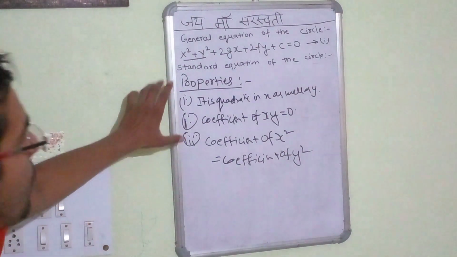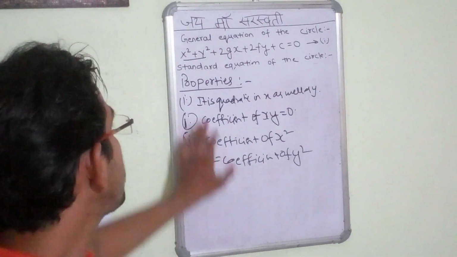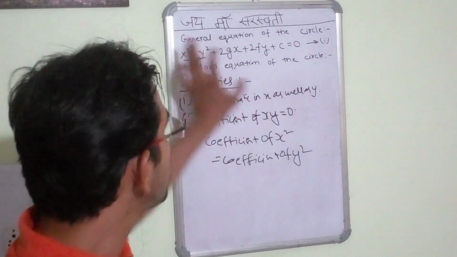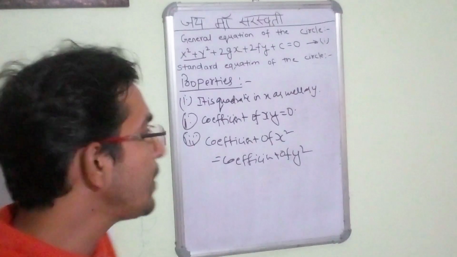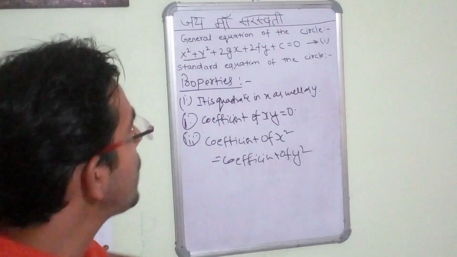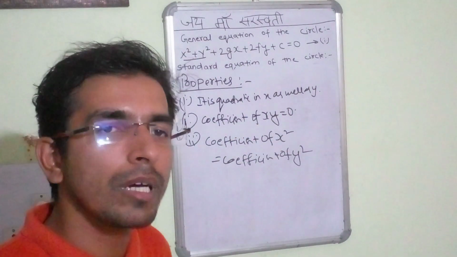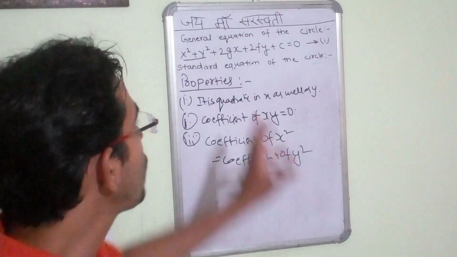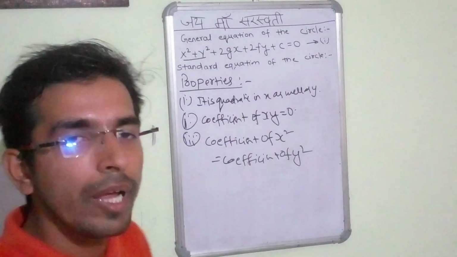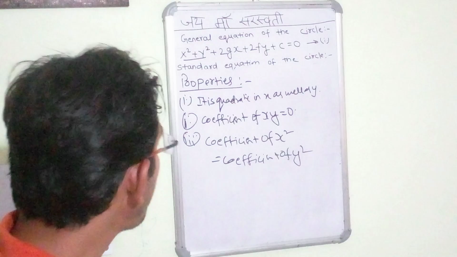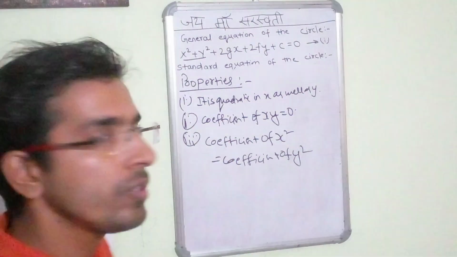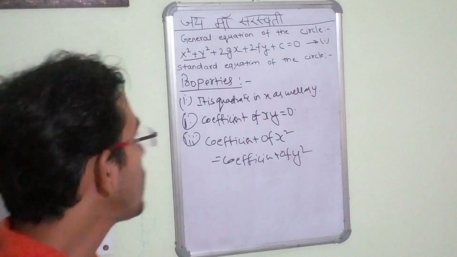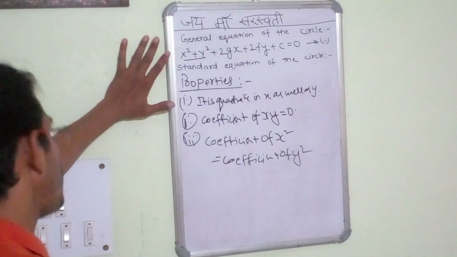So we have the three properties here. First and foremost, it is quadratic in x as well as y. Secondly, the term containing the product of xy is not present in this equation, so the coefficient of xy is equal to 0. The third condition is that the coefficient of x square is equal to the coefficient of y square. So these three are the properties of the general equation of the circle.